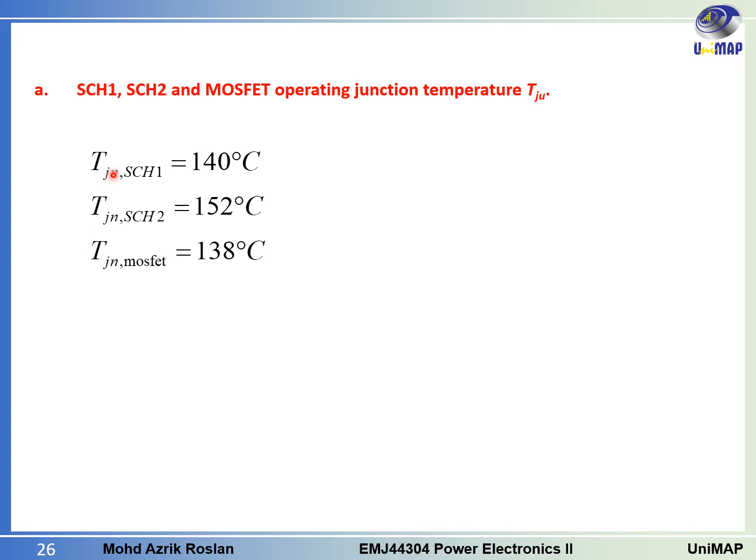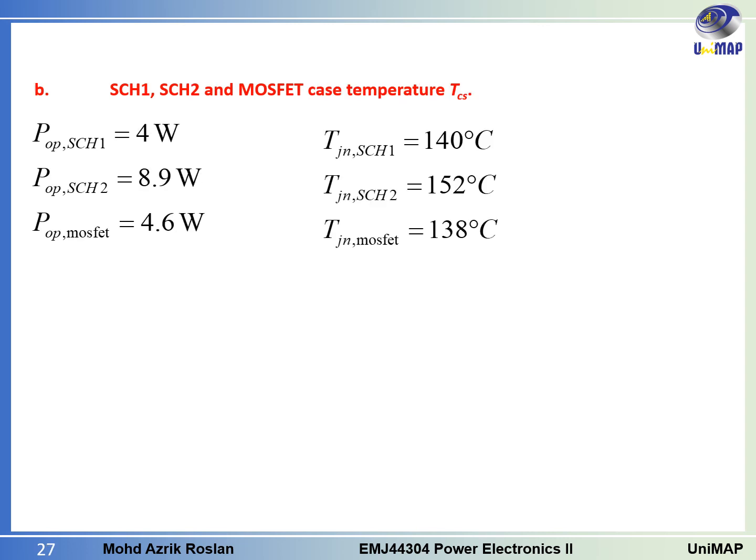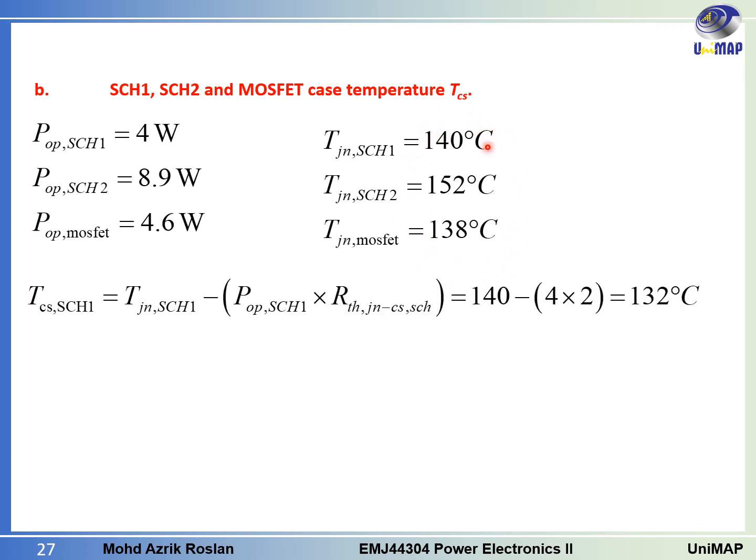Okay, you have the junction temperature of Schottky 1, Schottky 2 and the junction temperature for the Mosfet, 138. Now we want to find the solution for the next question, which is the case temperature of Schottky 1, Schottky 2 and Mosfet. We already have the junction temperature for all the three components, so we can use the equation.